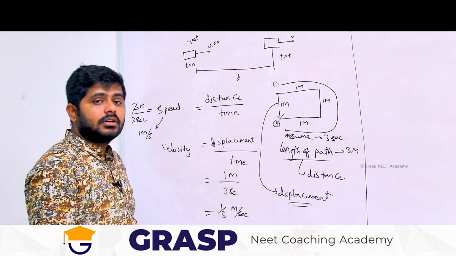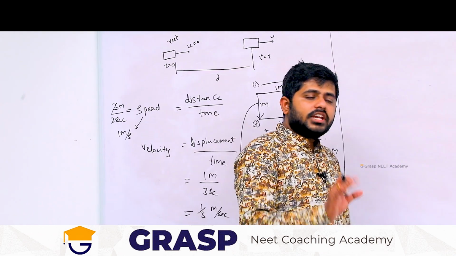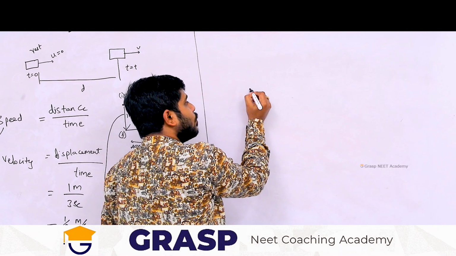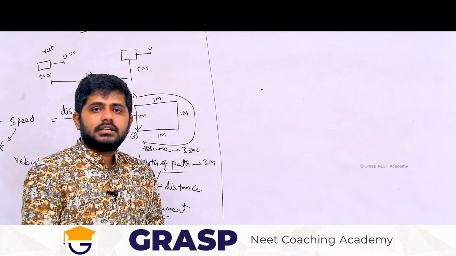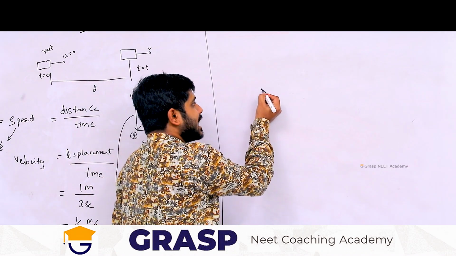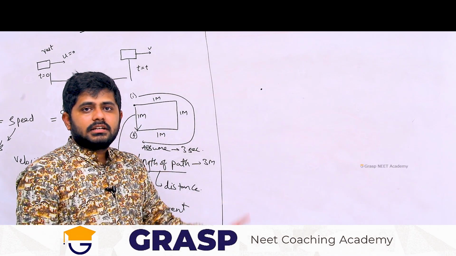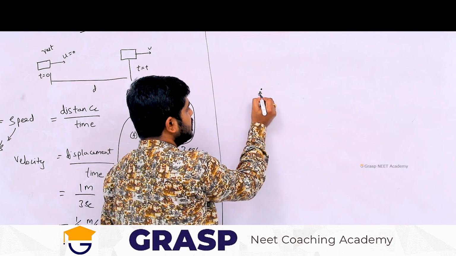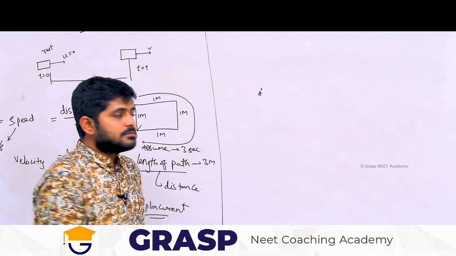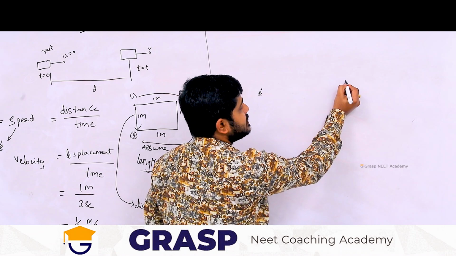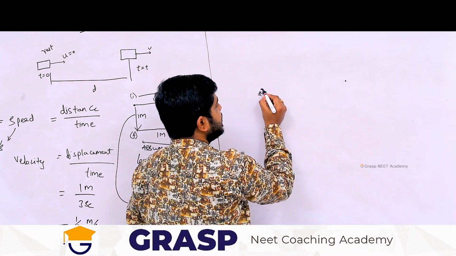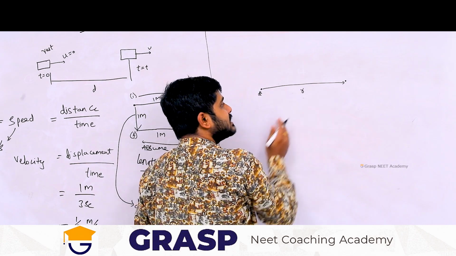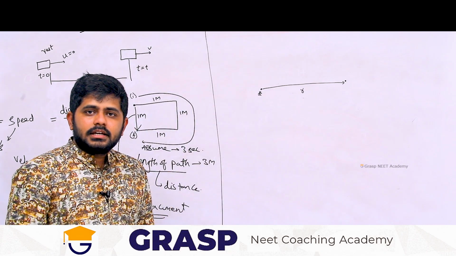Then what about rotational motion? In rotational motion, we have to consider one axis. Without an axis, we can't say the particle is in rotation. Suppose an observer is seeing from this point. Now one particle is at this position, at a distance, let's say r.